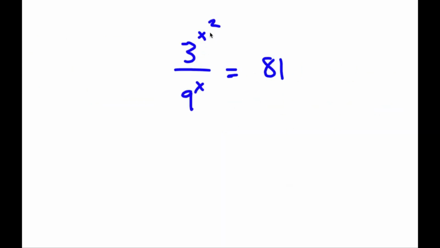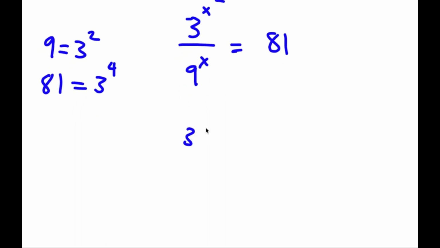3 to the power of x squared over 9 to the power of x is equal to 81. So first off, 9 here, this is the same thing as 3 squared. And 81, this is the same thing as 3 to the power of 4. So if I replace 9 and 81 with 3 squared and 3 to the power of 4, I have 3 to the power of x squared over 3 squared to the power of x is equal to 3 to the power of 4.